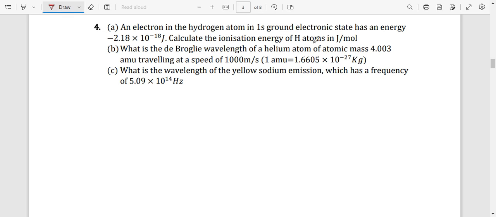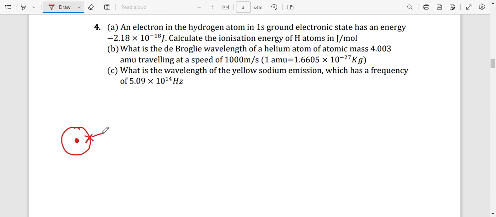Calculate the ionization energy of hydrogen atom in joule per mole. So basically what we have, these questions, I remember meeting them in my test 1. You have a hydrogen atom with a 1s ground state electron. It has this energy, negative 2.18 times 10 to the power negative 18 joules. I want to calculate the energy of hydrogen in joules per mole of ionization.